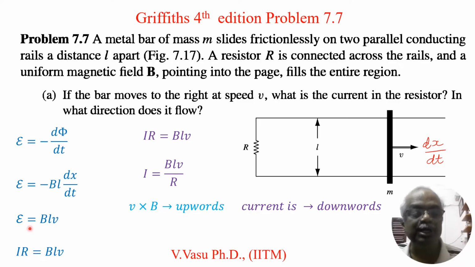E is equal to IR, which is equal to BLv. So IR equals BLv, which means I is equal to BLv over R, bringing the R to the other side. This is the current that flows across the resistor. In this case, v cross B is upwards. Using the left hand rule, we can easily trace that v cross B is upwards, so naturally the current is downwards. This is the equation for current, and its direction is downwards.